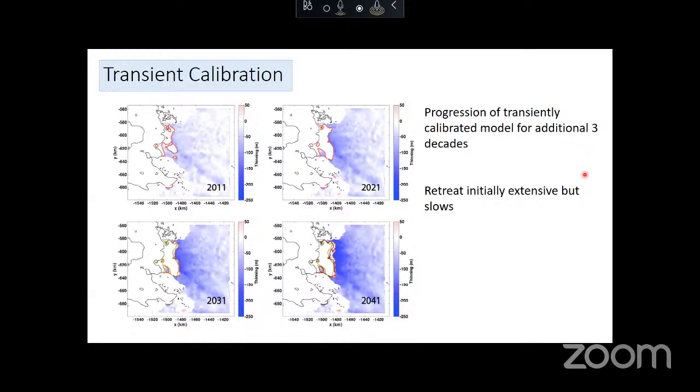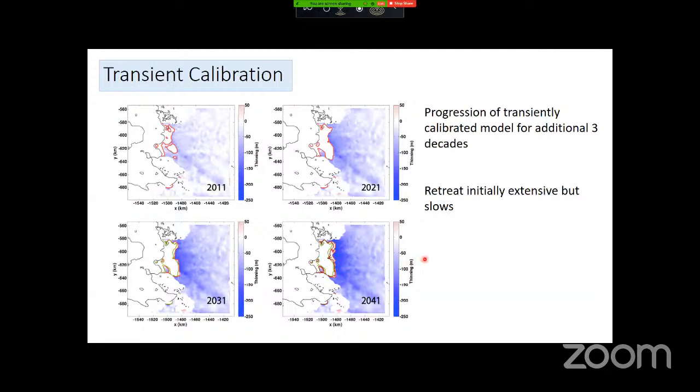So these images are showing where ice is, where the coloring has gone away. That's where the ice has retreated and gone afloat. Where there's blue shading, that's how much cumulative thinning has taken place. And we can see that the calibration stopped at 2011. Over the next 30 years, there was a retreat of the grounding line, but it slowed over time.